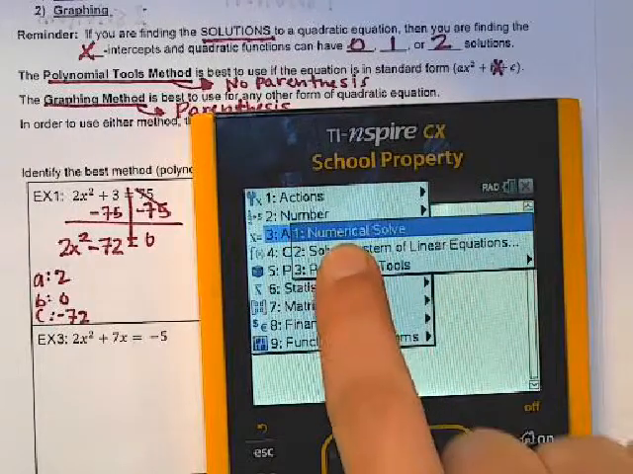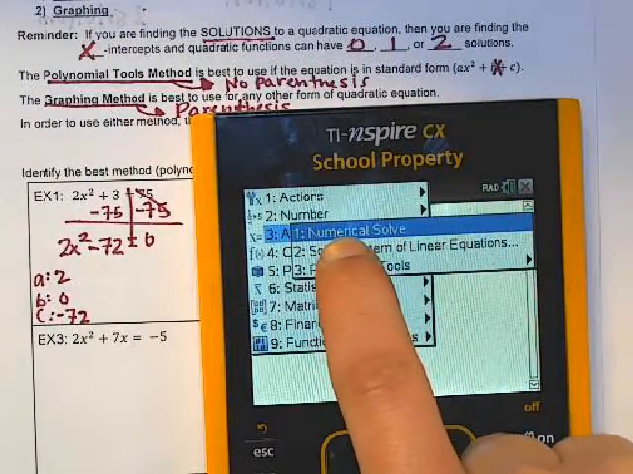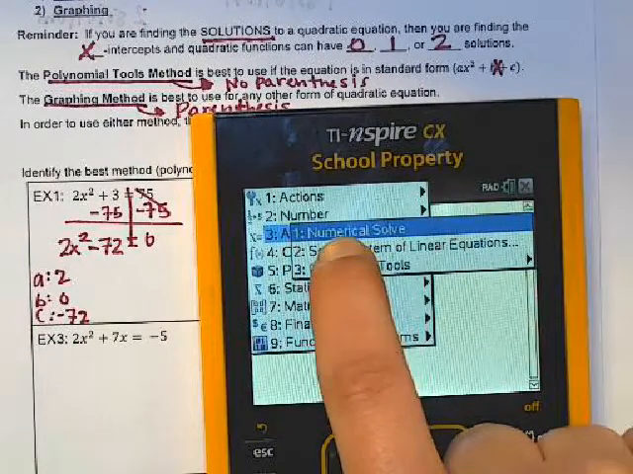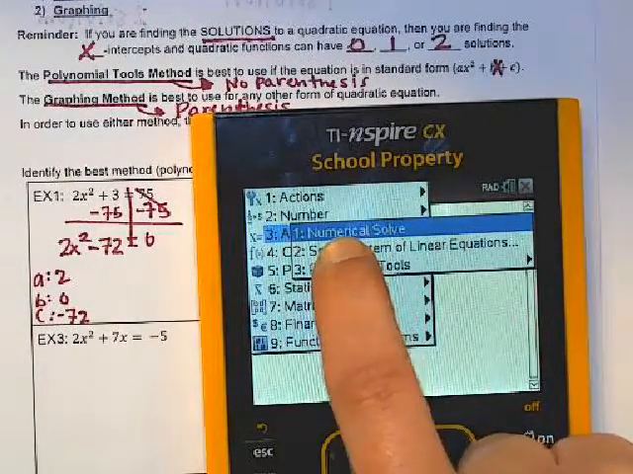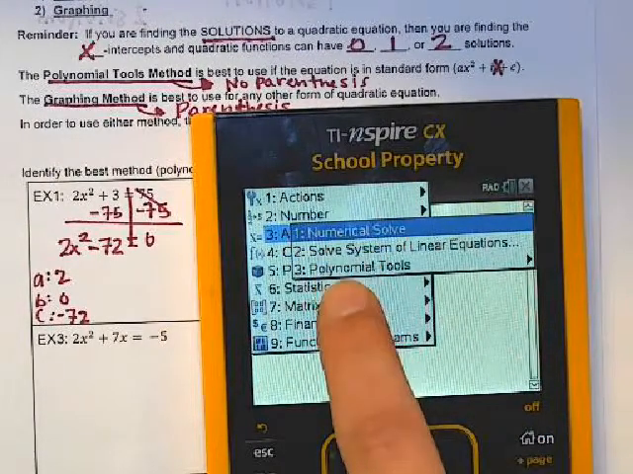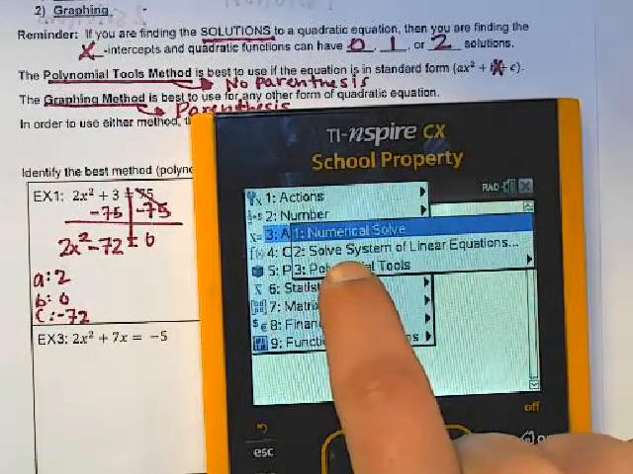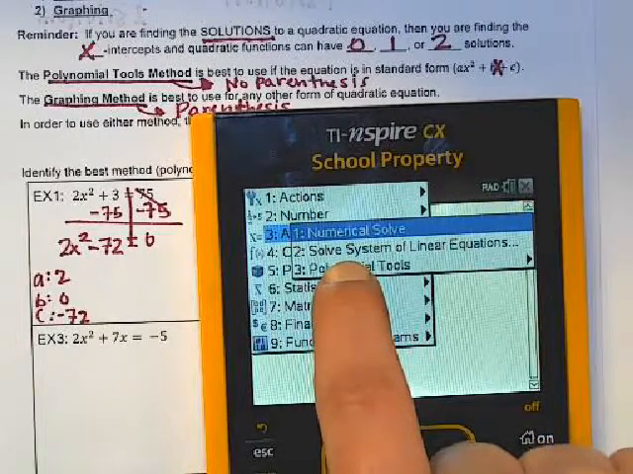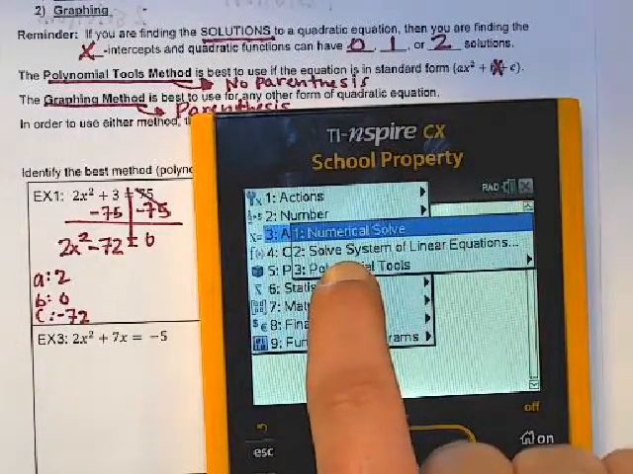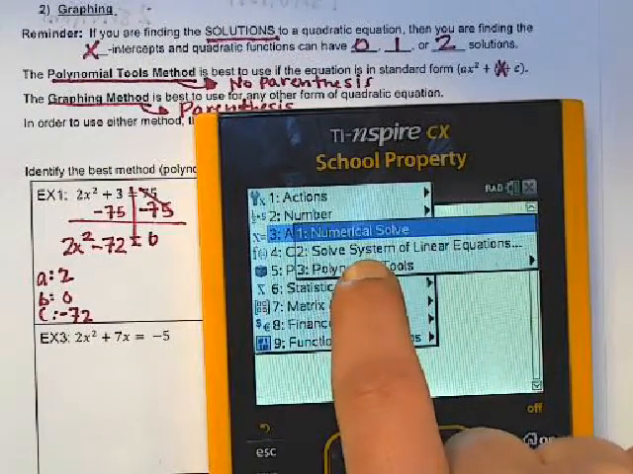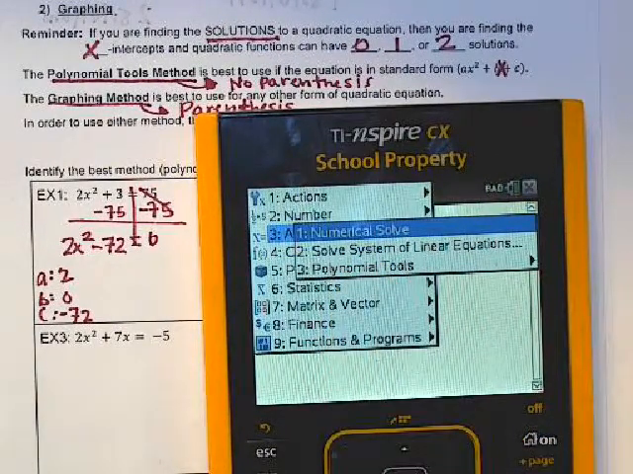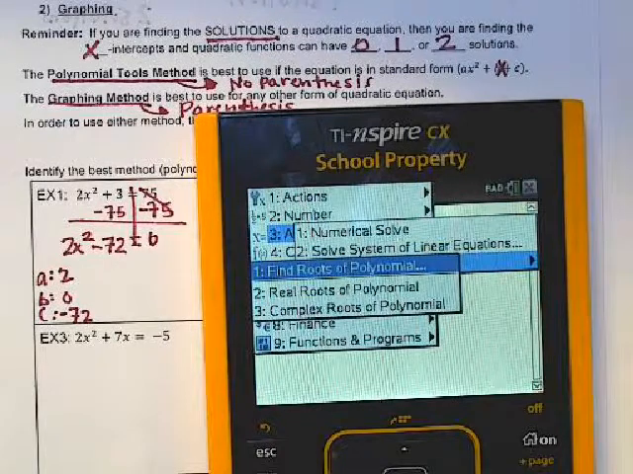When do we use solve? It's when we have a regular x with no exponent and an equal sign, and it says solve. That's when we use solve. When do we use solve systems? When you have 2 equations. Are we doing 2 equations right now? No. I've had a lot of people try to do this in systems. We don't have 2 equations, okay? And polynomial tools is what we're doing right now. So hit number 3.